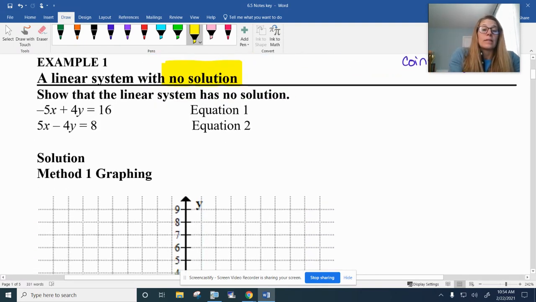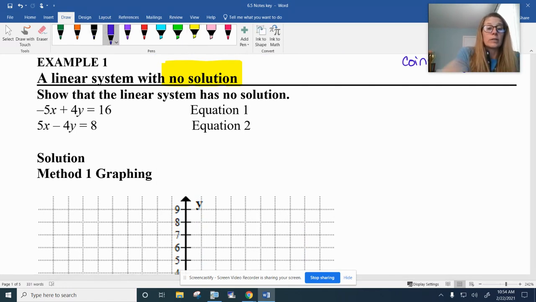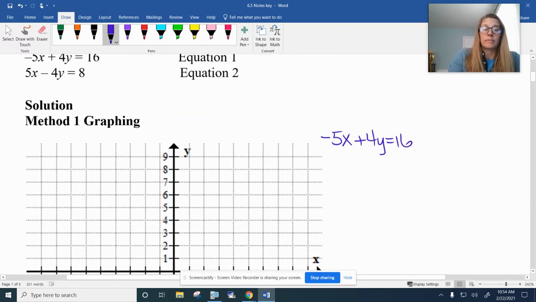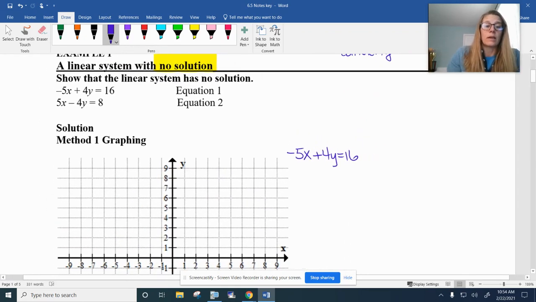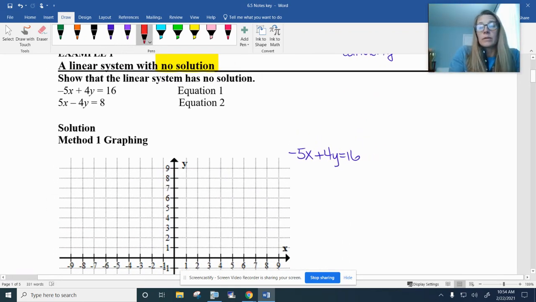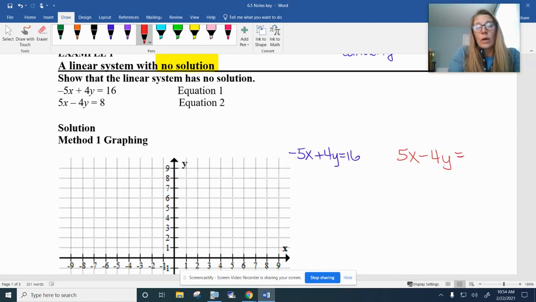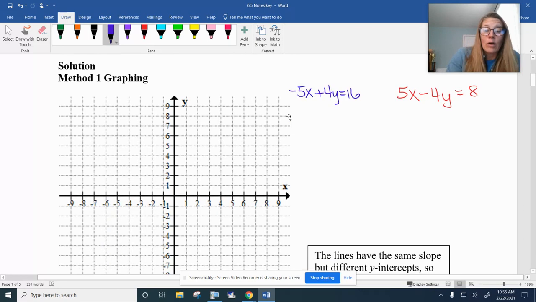So here we have an example, and we're going to use the first method of graphing here. So we have two different equations. The first equation is negative 5x plus 4y equals 16, which I'm going to graph. And then the second equation, I'm just recopying them so I have some room here to get the y's by themselves, is 5x minus 4y equals 8. Now when I go to solve these, because I'm going to be graphing, I do need to get the y by itself.